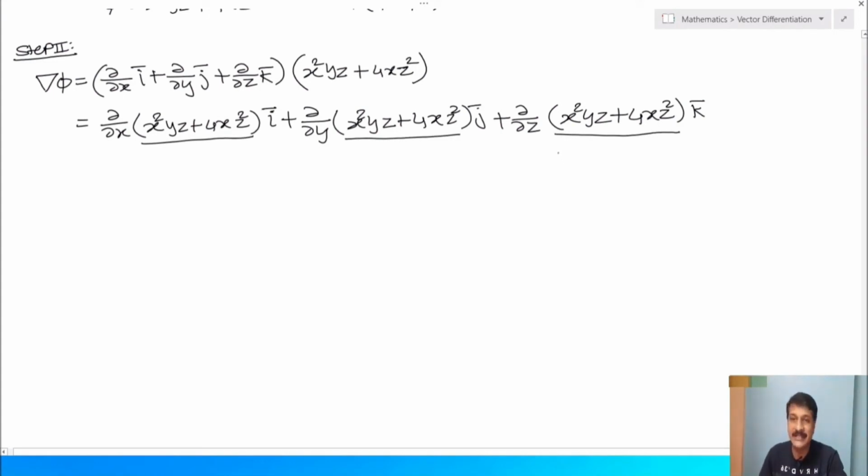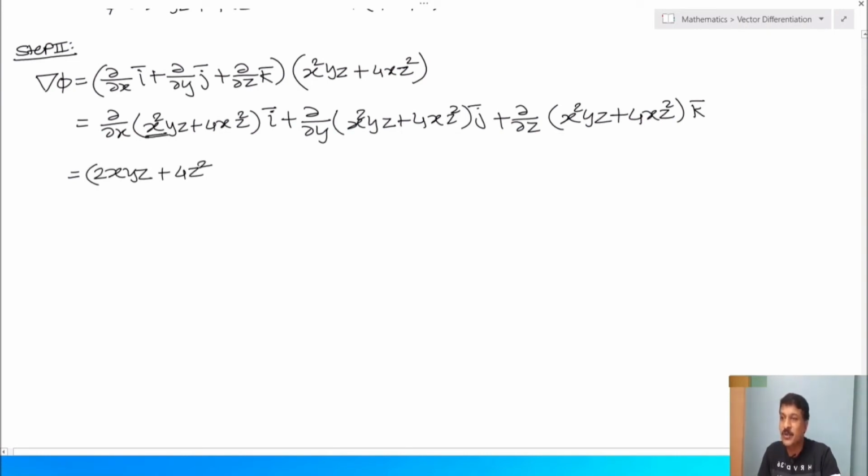It means that when we are taking the differentiation with respect to x, that time y and z are constant. What is the derivative of this with respect to x? It is 2xyz plus 4z square. Here derivative of x square is 2x, yz constant, and here derivative of x is 1, 4z square constant. Plus del by del y of this, means differentiate with respect to y. This does not contain y, so differentiation of this with respect to y is 0. What about the first term? It will be x square z j. Similarly, differentiation with respect to z is x square y plus 8xz, because here x square y is constant, derivative of z is 1, 4x constant, derivative of z square is 2z, k bar. So this is del phi.